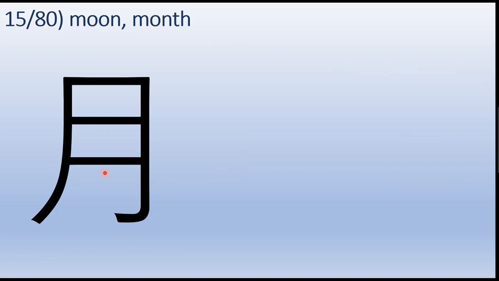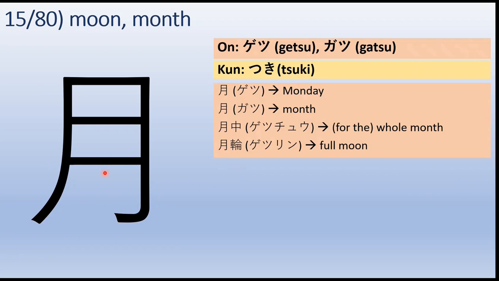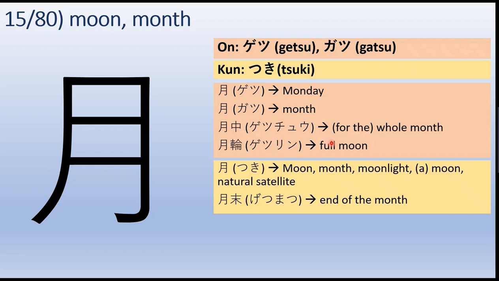The 15th radical is again a very important one, which represents moon and month. So the on reading is getsu and gatsu, and kun reading is tsuki. When called getsu, it is Monday. When called gatsu, it is the month. So here you can see it's getsuchu, which means for the whole month, and getsurin means full moon. This is tsuki. Tsuki means moon, month, moonlight, a moon or a natural satellite, and getsumatsu means end of the month.